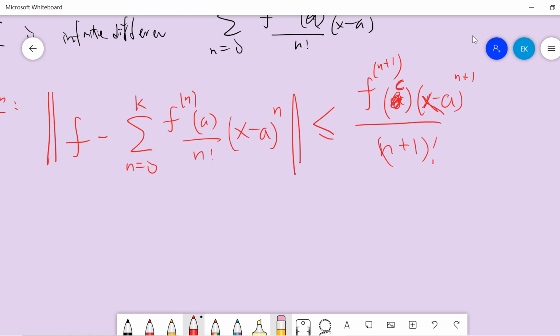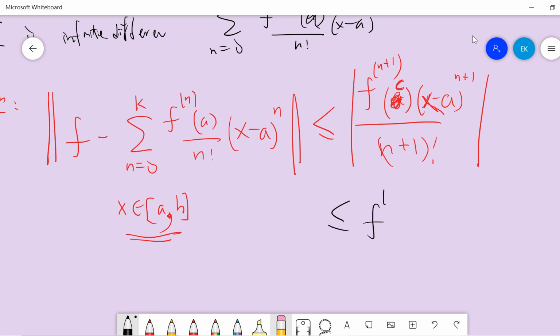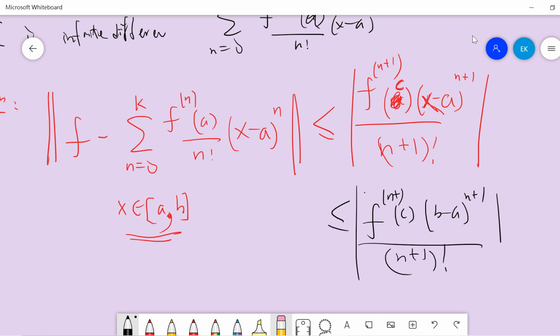So basically we're bounded by the next term, right? An important fact is that usually when we use this, we are assuming that x is inside some closed interval. So this term can be written as bounded by some (b minus a) to the n plus 1 power over n plus 1 factorial. So basically, it's bounded by the maximum of the n plus 1 derivative.